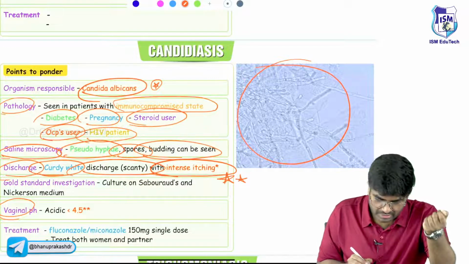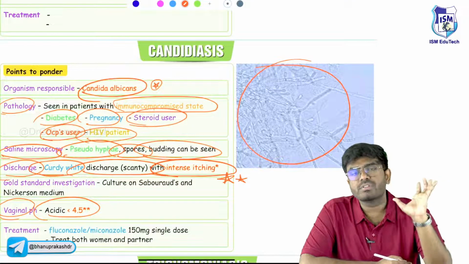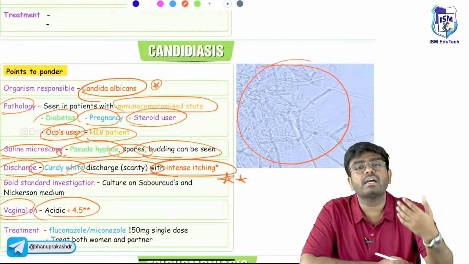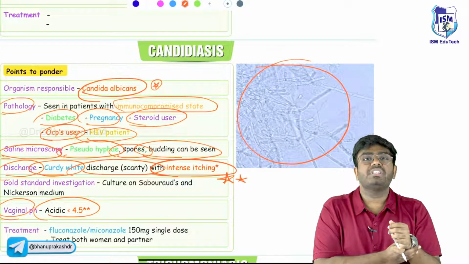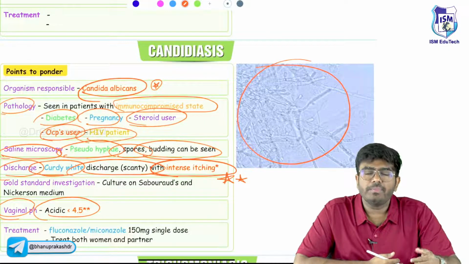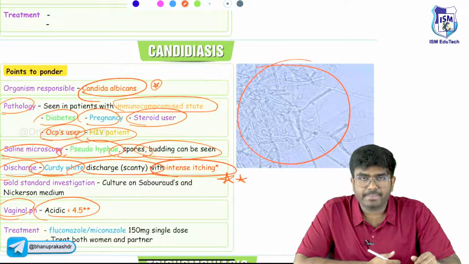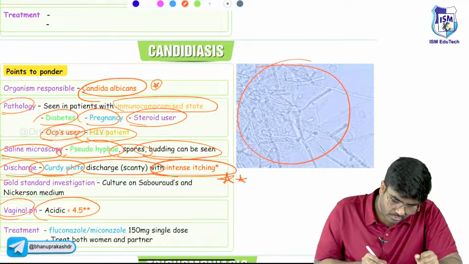And this is the one vaginitis, one infection where the pH is still maintained 4.5. So this is the question which was asked, which infection can still occur in a pH which is still acidic, that is less than 4.5. It's going to be candidal vaginitis or the candidiasis.